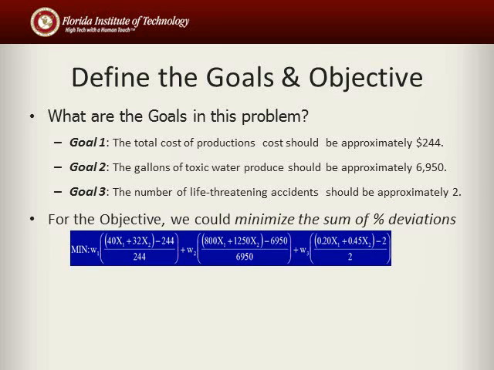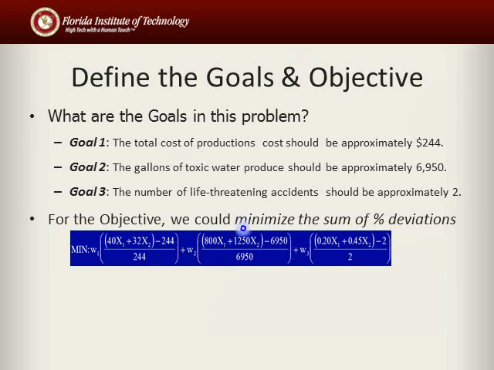Okay, so for this objective, we can do something. We can minimize the sum of percentage deviations. And if we decide to do that, we can use this function. So we're going to have a weight parameter associated with each of the deviations from each of the goals, and we have a target value. That's how we get that percentage deviation. And that's for goal number 1.